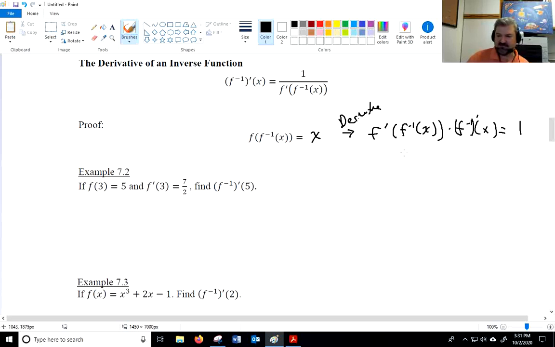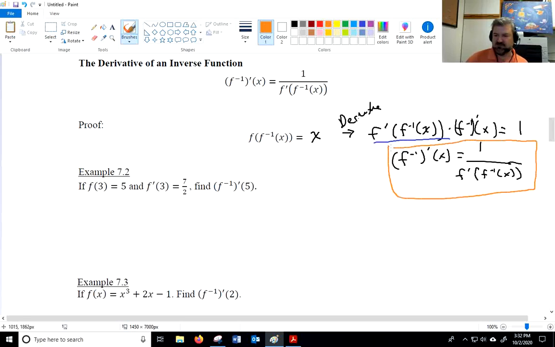But now I can divide both sides and solve for f inverse prime of x by dividing by this fella right here. And I get 1 over f prime of f inverse of x. And that is the formula that we were trying to show is true. So it's really a very simple application of the chain rule that lets us prove that that in fact must be true. All right, so let's practice.